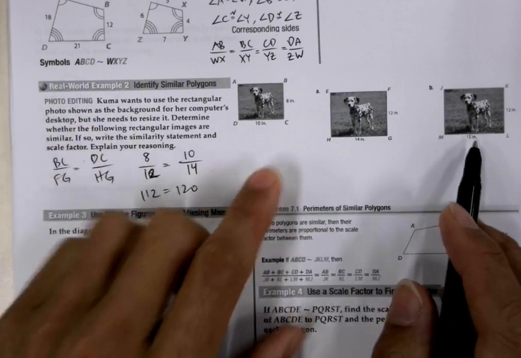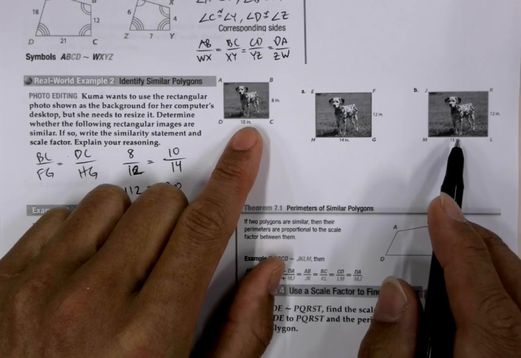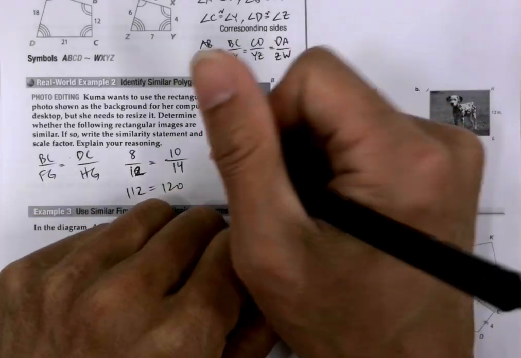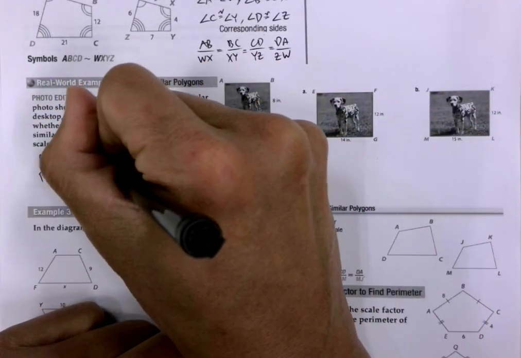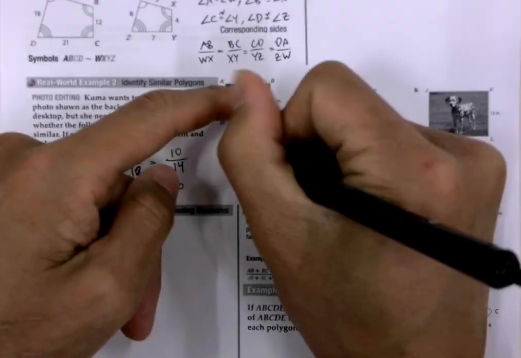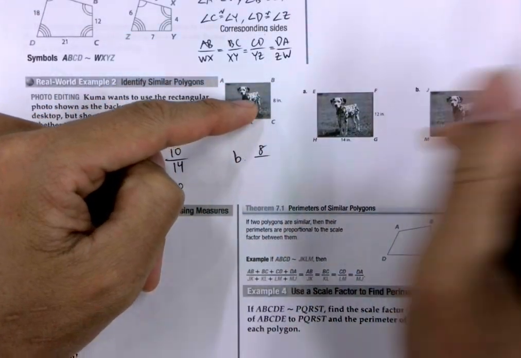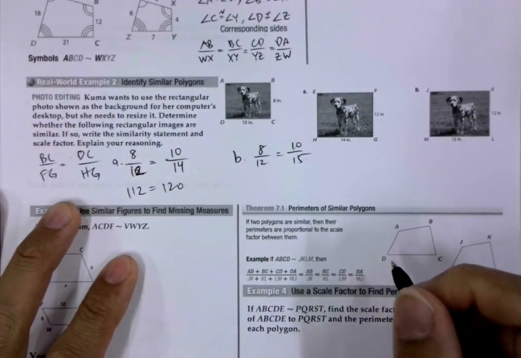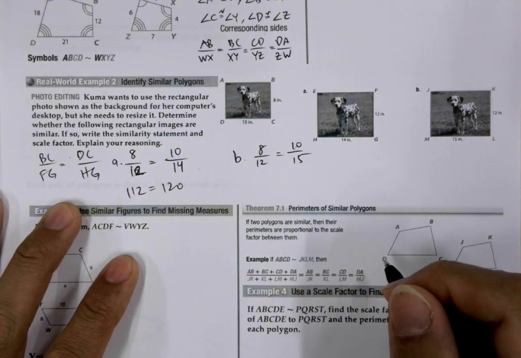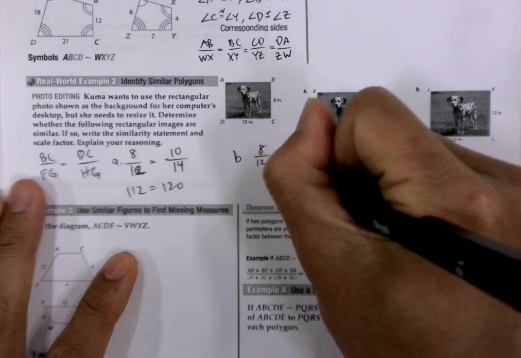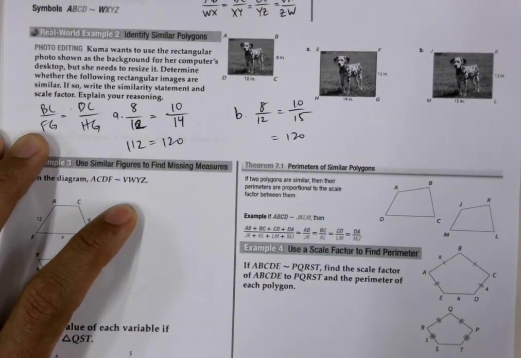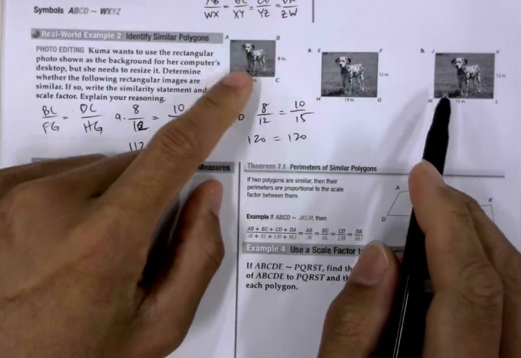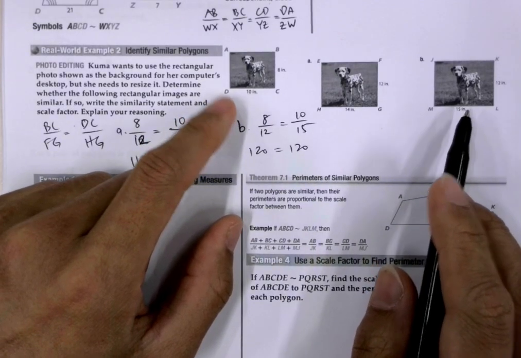So now let's go ahead and check these two and see if they are the same. This is part A, and this is part B. So it'd be 8 over 12 is equal to 10 over 15. Yeah, that's right. So then it's going to be 120 is equal to 120, since 8 times 15 is also 120. So then we could say that these two polygons are similar.